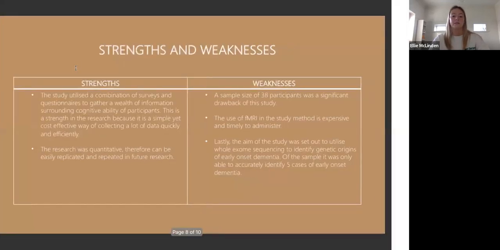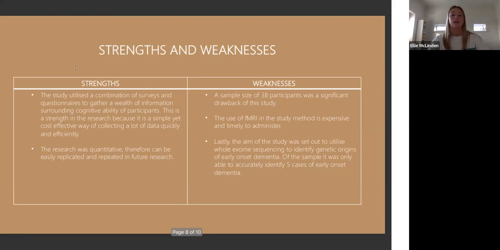Strengths and weaknesses. While the present research had the ability to accurately diagnose 5 patients, there were multiple weaknesses identified in the methodological design that must be overturned in future research before the findings from this study can be legitimised.